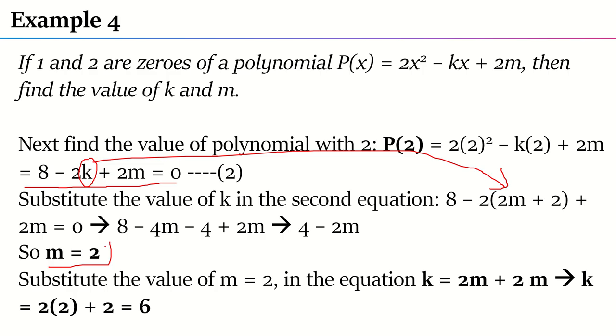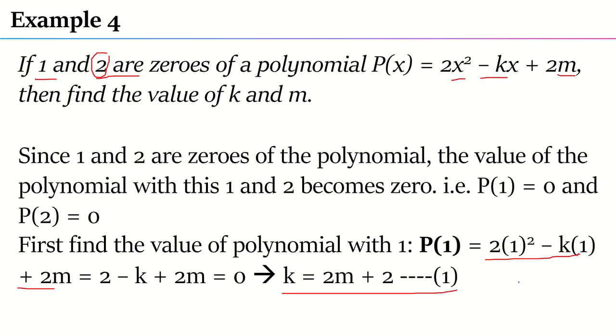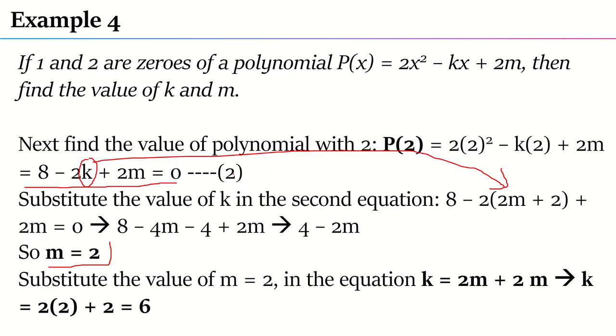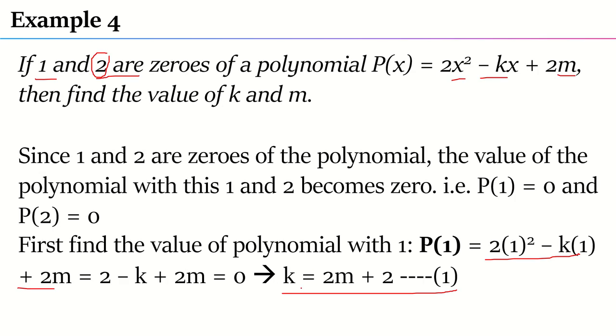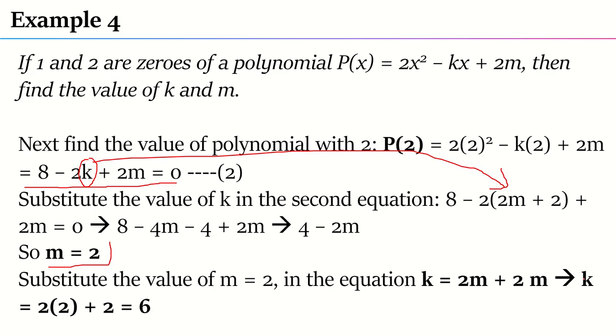This m you can substitute in any one of the equations. You can either substitute in 1 or you can substitute it in 2 and still find the value of k. So I am going to substitute the value of m is equal to 2 in this equation, 2m plus 2, and find out the value of k as 6.